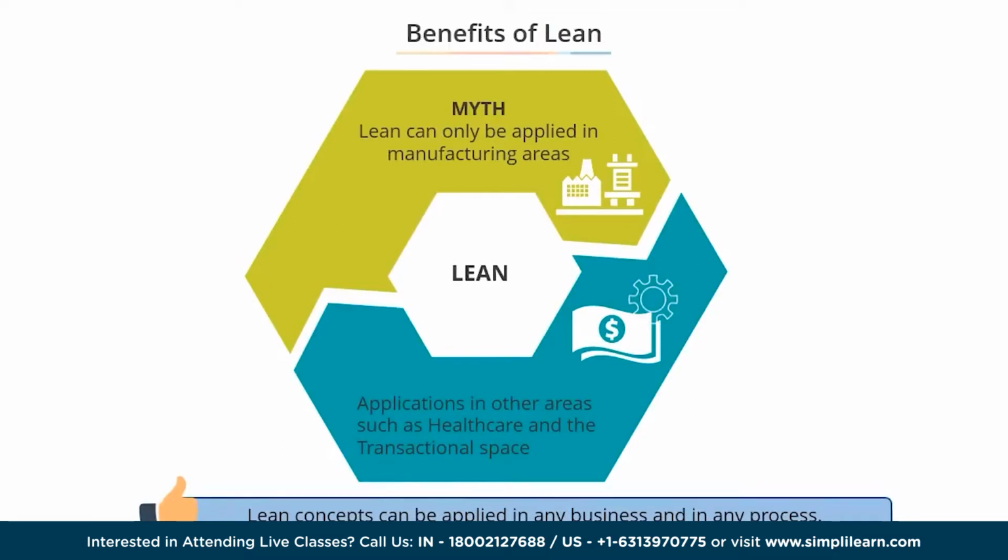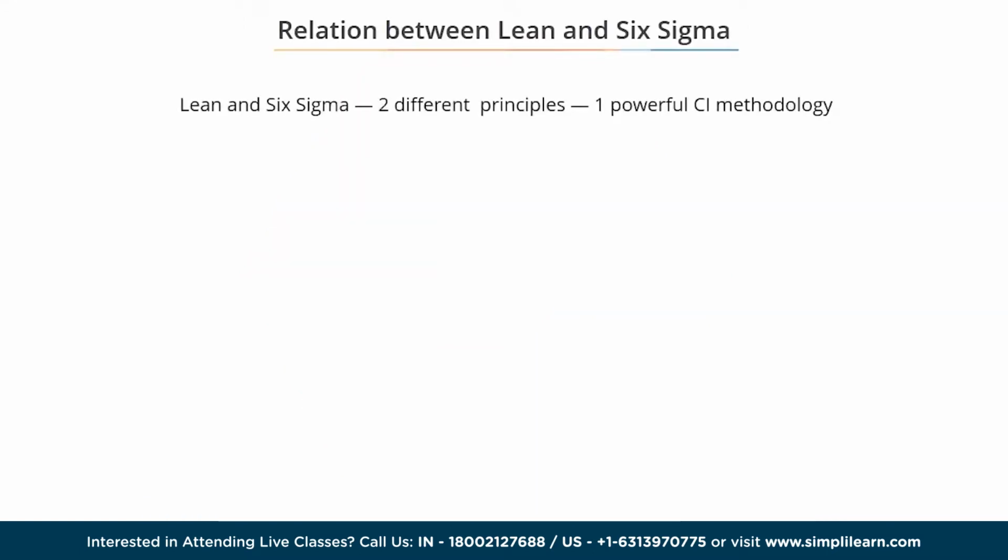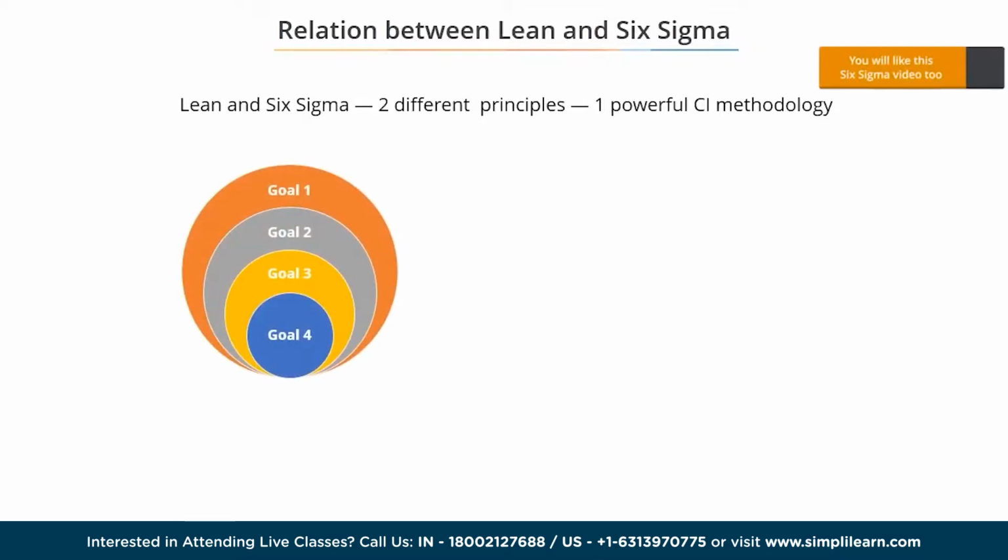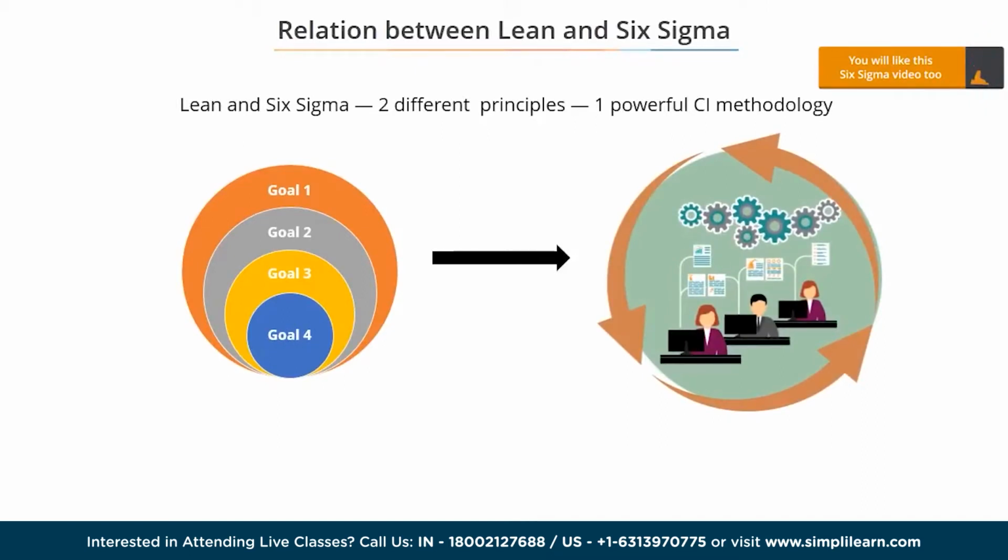On the next screen, let's discuss how Lean and Six Sigma combine. Lean and Six Sigma are two different principles or methodologies that combine to form and create one powerful continuous improvement methodology. They have various overlapping goals toward the improvement, with the aim of creating the most efficient system. Though the approaches are different, the methods complement each other. Lean Six Sigma takes the power and rigor of Six Sigma methodology and combines it with Lean concepts, leading to faster results, better quality, and improved customer satisfaction.